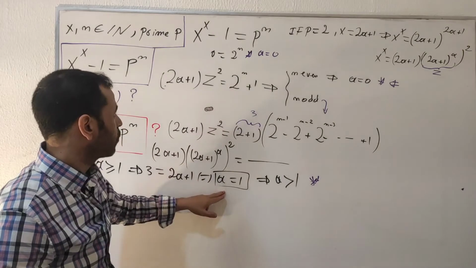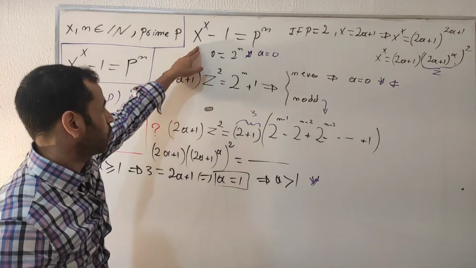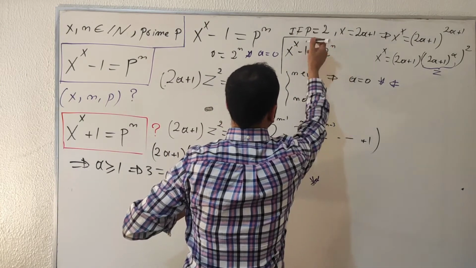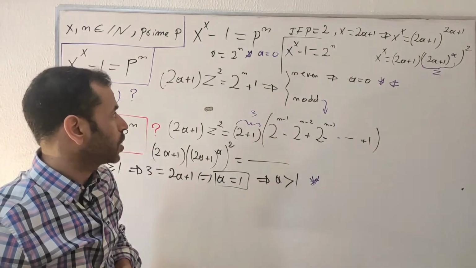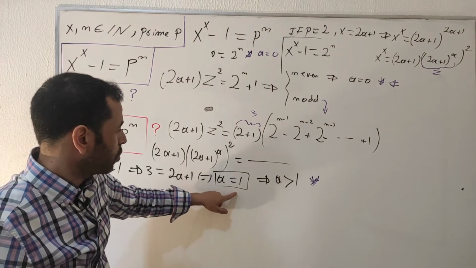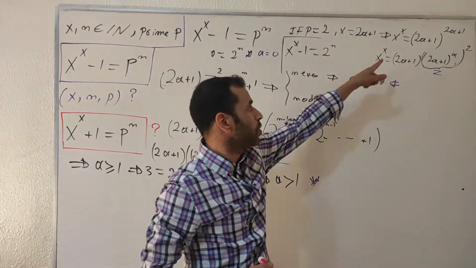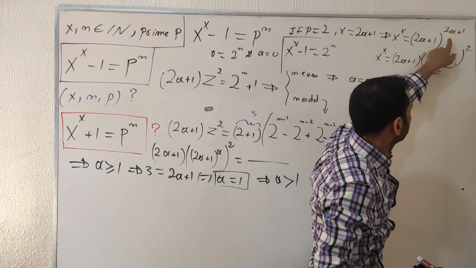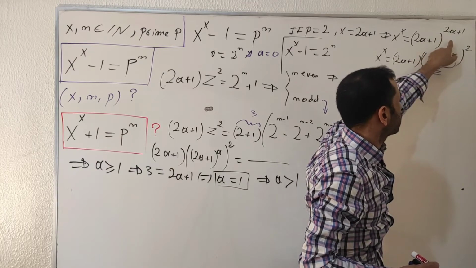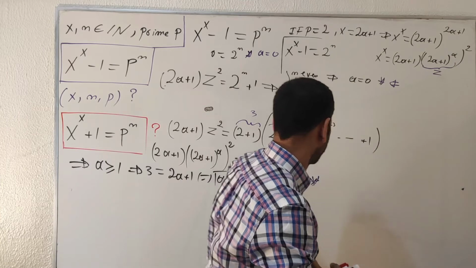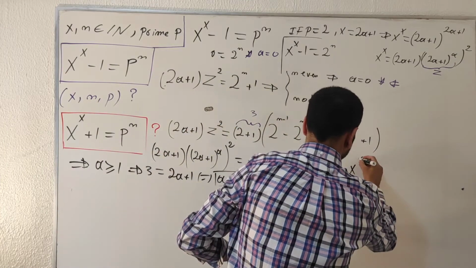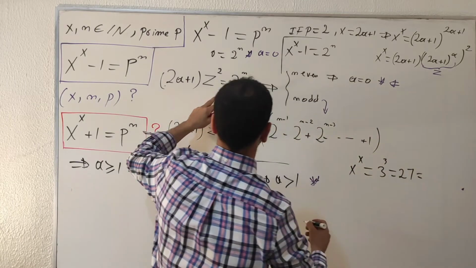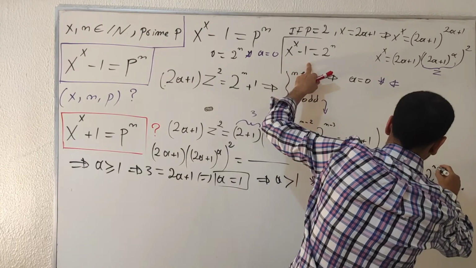Okay, let's take this value of a and insert it into this equation to find x. This equation was x to the x minus 1 equals 2 to the n, because p was replaced with 2 as the even prime. Now let's take this value of a, which equals 1, and insert it in the above equation to find x. If a equals 1 here, I get 2 plus 1, which is 3. The exponent I get is 2 multiplied by 1 is 2, plus 1, which is 3. I will have x to the x equals 3 to the 3, which is 27, which equals 2 to the n plus 1.